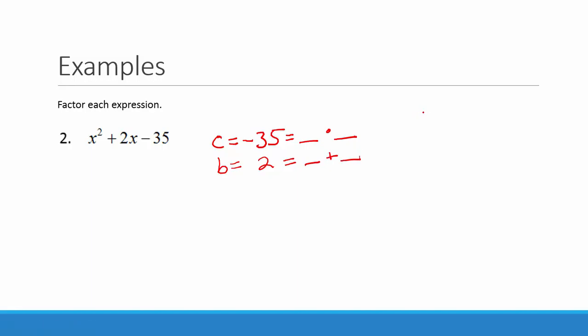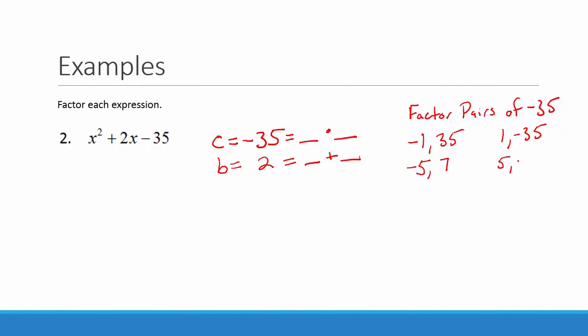So let's list our factor pairs of negative 35. So negative 1 and positive 35, and 1 and negative 35. 2 does not divide 35. The number 3 does not divide 35. The number 4 does not divide the number 35. The number 5 divides the number 35, so we can do negative 5 times 7, or we could do 5 times negative 7. These are all the ways we can multiply to get negative 35.